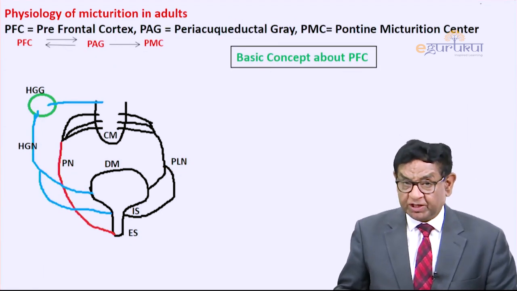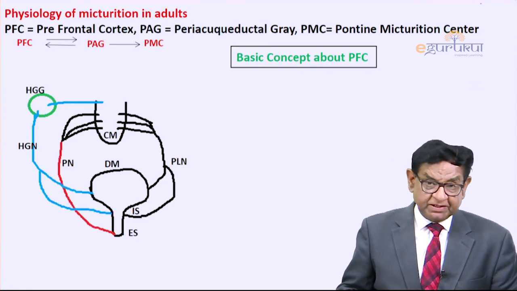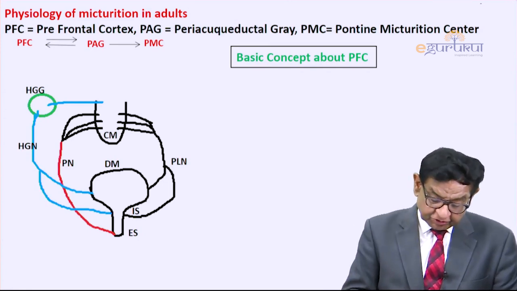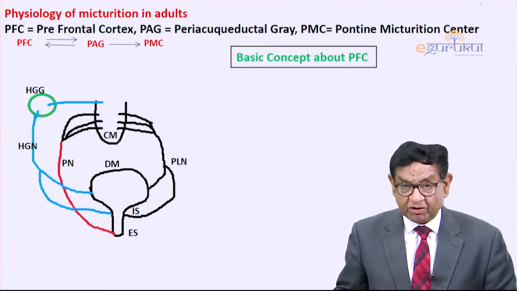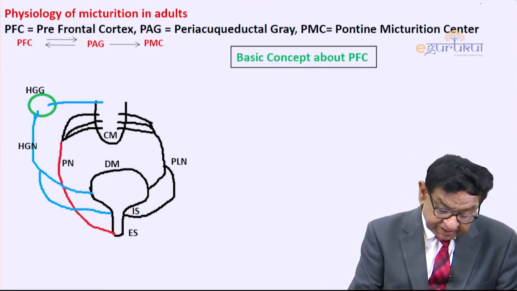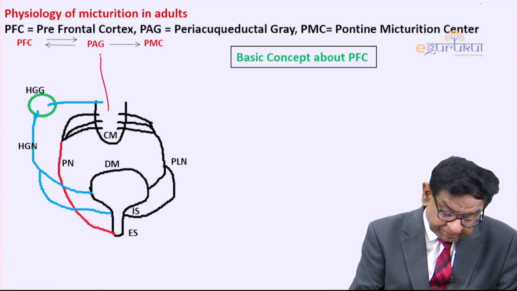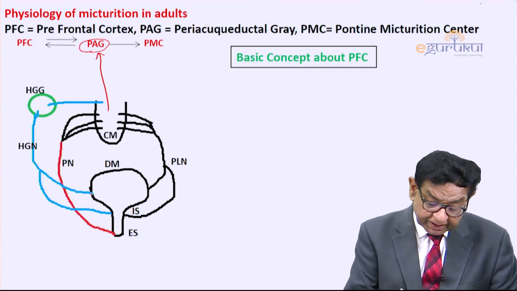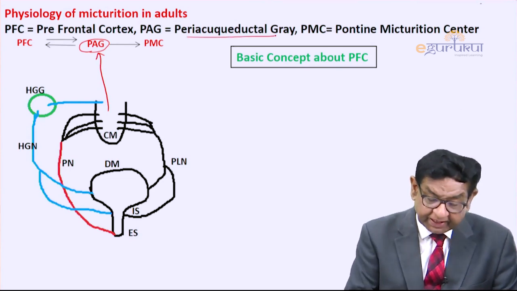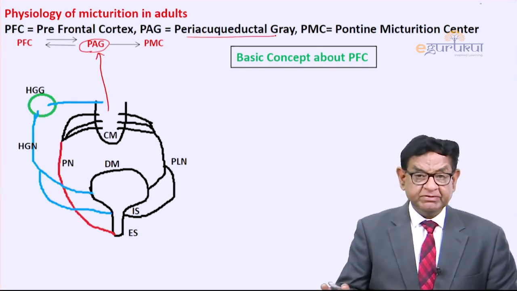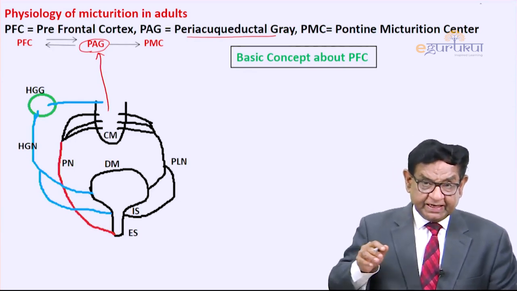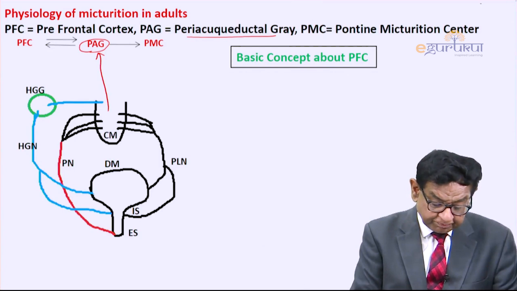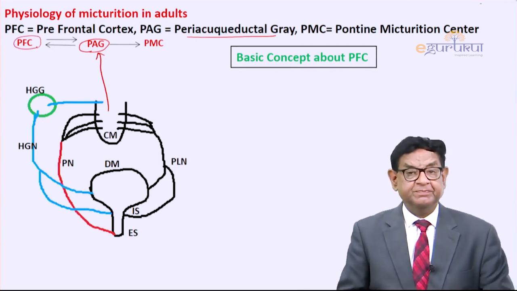In adults, it's not a local reflex phenomenon. So let's learn the basic physiology in adults. When the bladder gets filled up, the message comes to the lower end of the spinal cord. Now this message goes to the brain, in the brainstem, to the PAG. PAG stands for periaqueductal gray. Now the message has gone to the PAG that the bladder is full. And now the message goes to the prefrontal cortex.